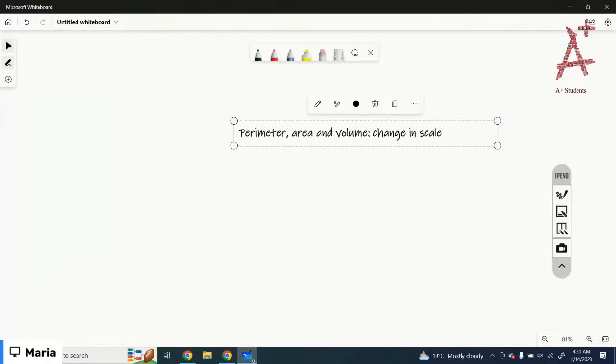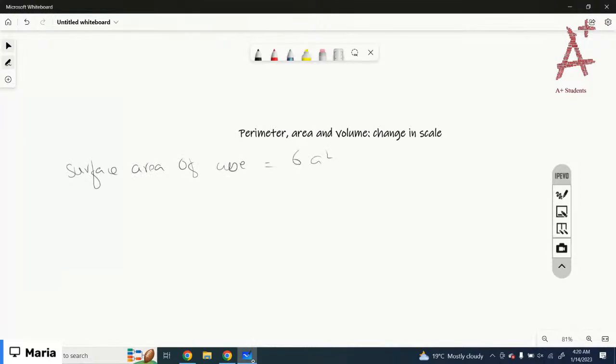Okay, the surface area of the cube is 6a square. Got it? Now you have to calculate the surface area of the cube with triple side lengths. Got it? That means all the side lengths would be multiplied by 3. Got it? a is the side length. It would be 3a square. Got it?